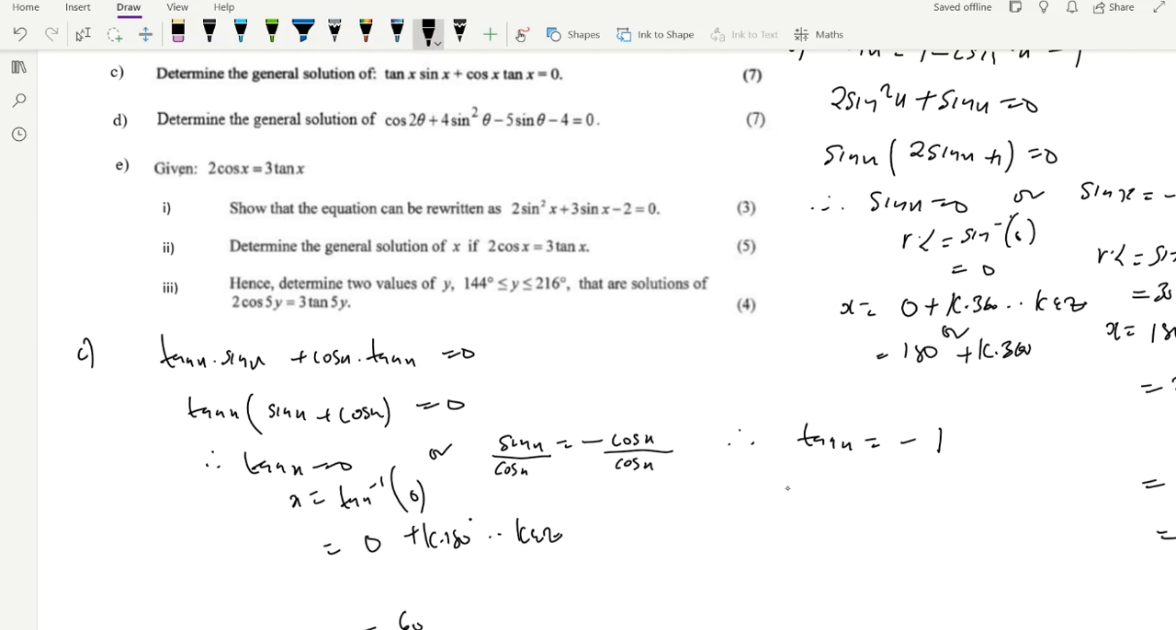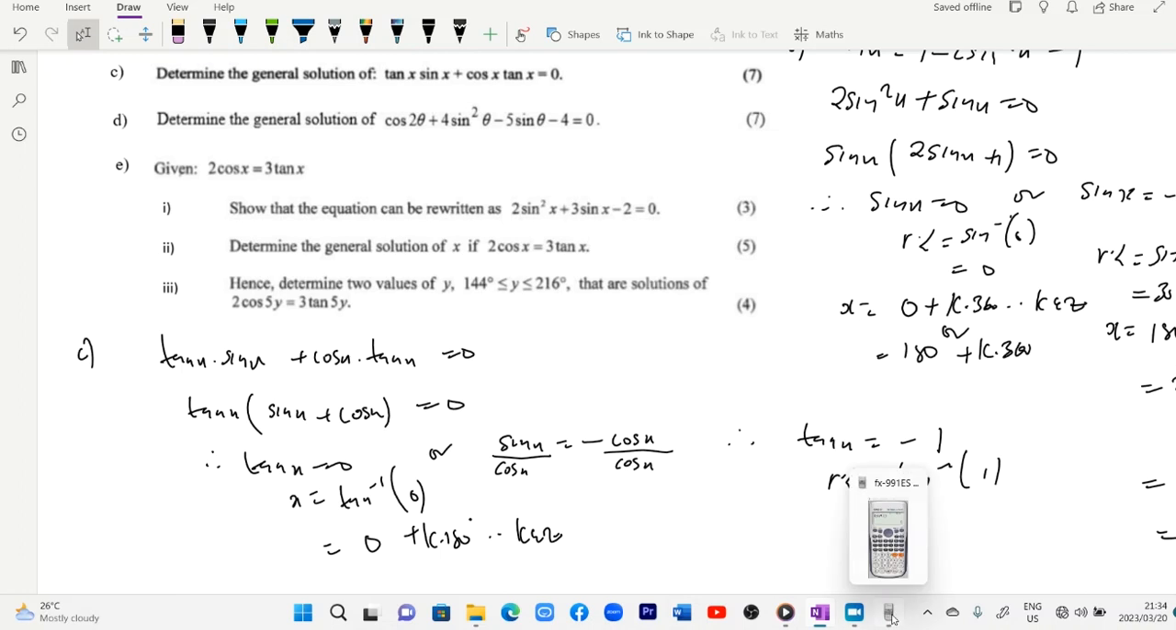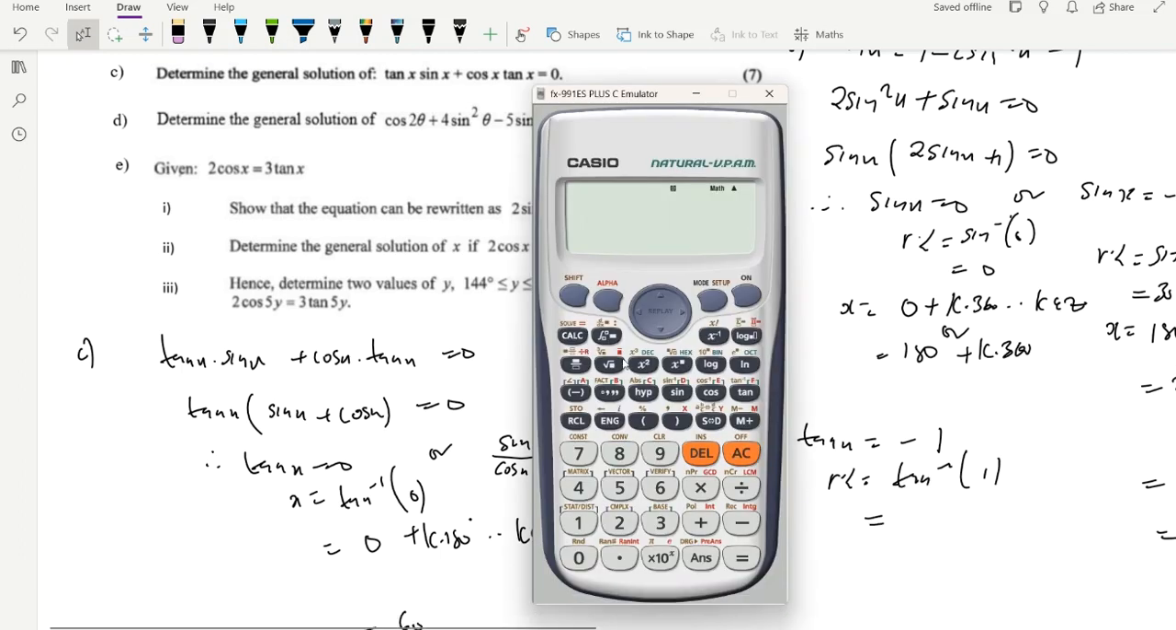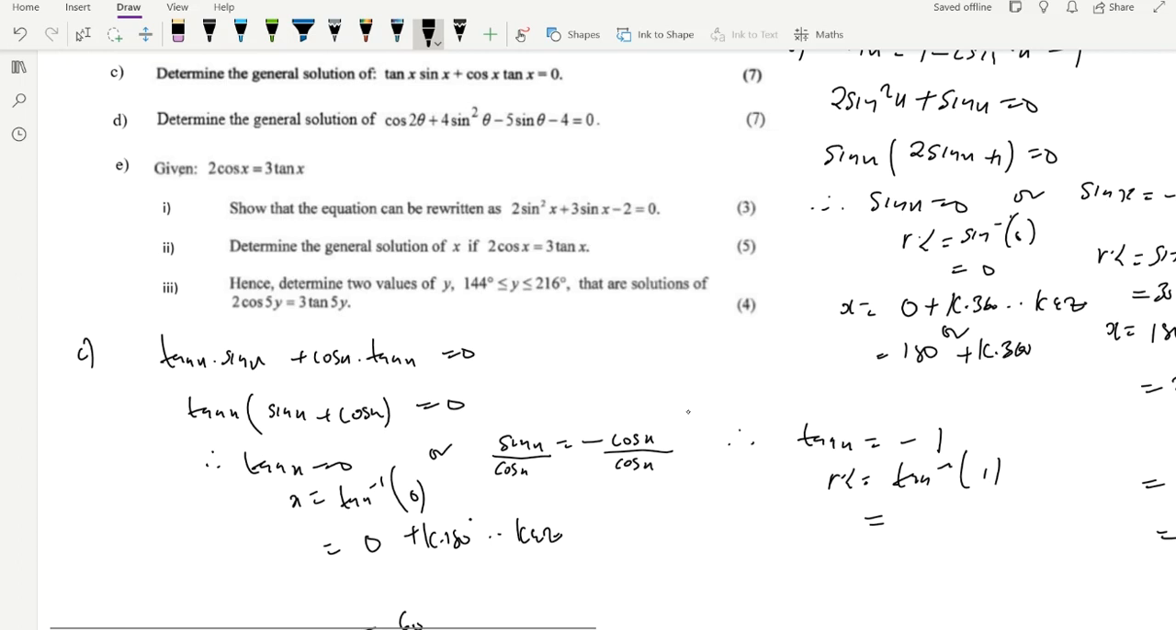Again, I need to find the reference angle: shift tan 1. Remember, we don't put the negative on your calculator. What you need to do now is shift tan 1, which is what now? 45. It means my reference angle is 45 degrees. What we said about tan, we can only check one quadrant.